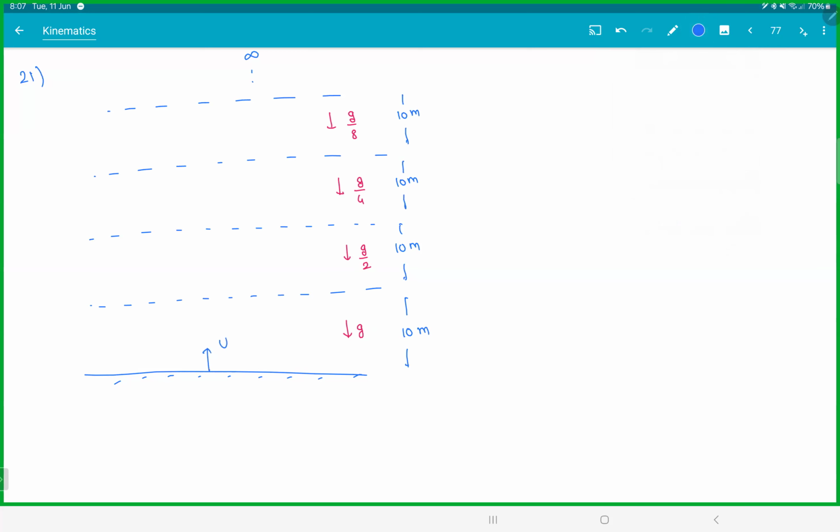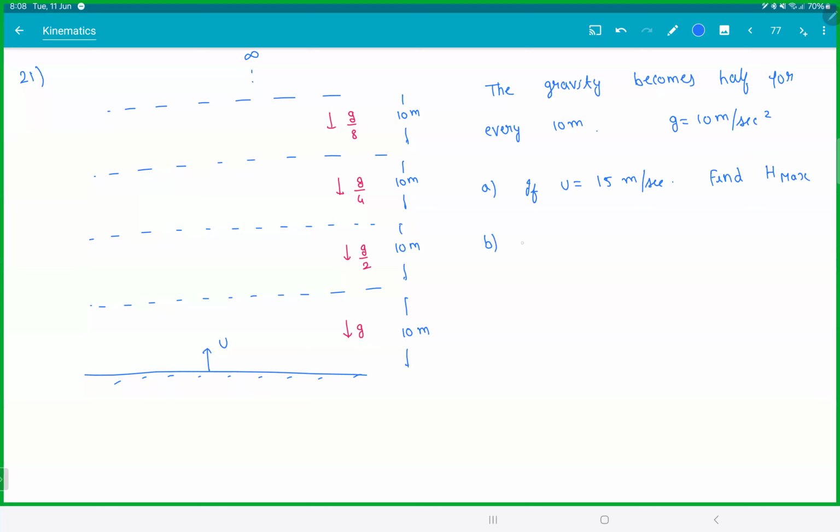For every 10 meters, the gravity becomes half, and you're projecting with speed u from the ground level. You can take g as 10 meters per second squared. So the first question: if someone is projecting with 15 meters per second, find h max. Remember, the h max formula was derived under the assumption that gravity was constant.